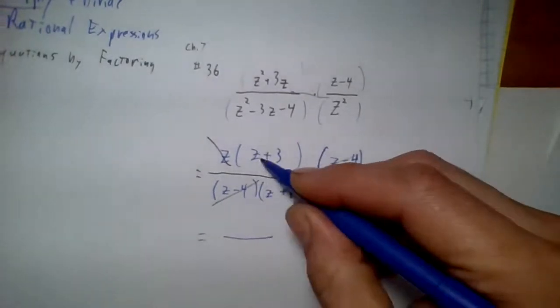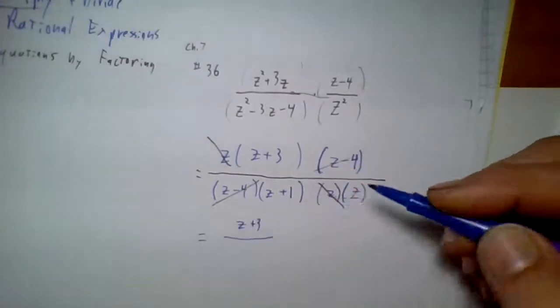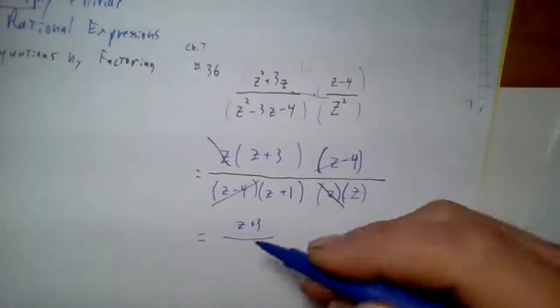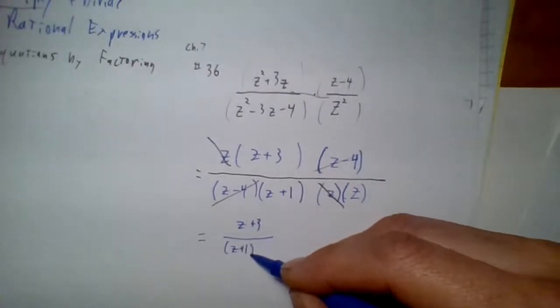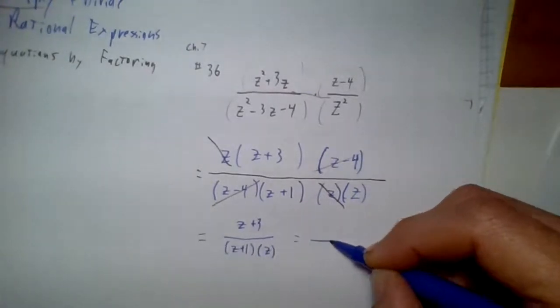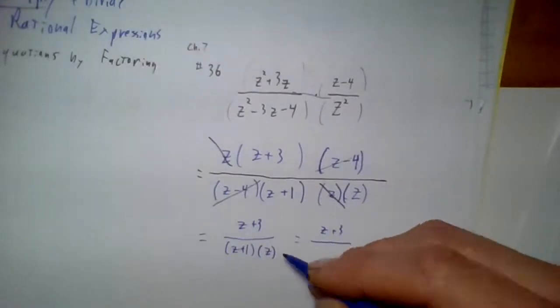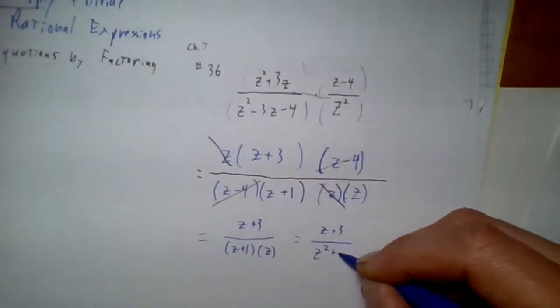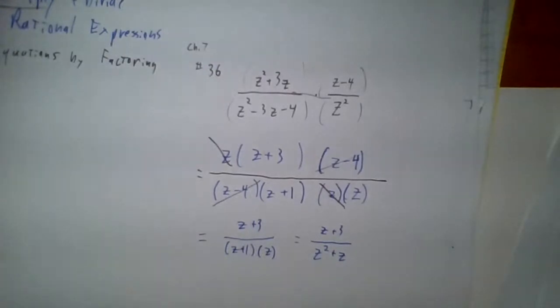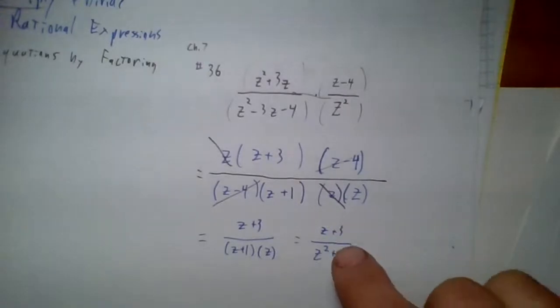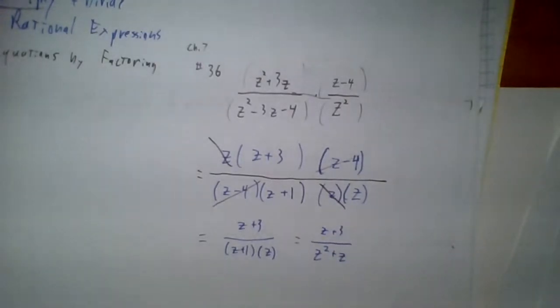All I have left on top is z plus 3. That stays on top. What I have left on the bottom is z plus 1 times z. I could leave those separated, or I could go ahead and multiply that out, distribute that out. Z squared plus z would be another way to write that same thing. Either of those forms, I think, is okay for the final answer. Answer keys tend to go with this expanded form when there's a multiplication. Both of those would be fine. That's the simplest form of that.